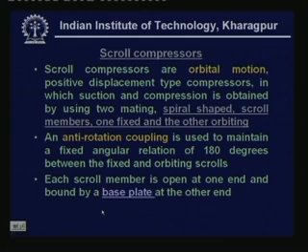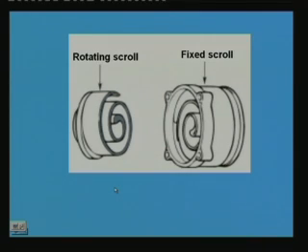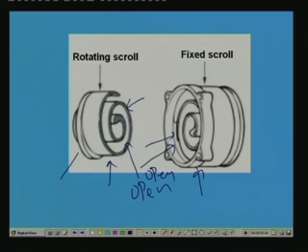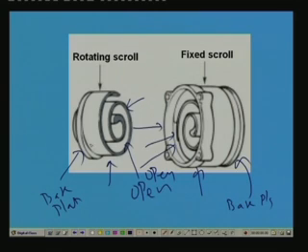And each scroll member is open at one end and bound by a base plate at the other end. So, let me show this. Okay, so this picture is not very clear, but what is shown here is the rotating scroll and this is the fixed scroll, and this is the scroll member. Okay, again this is the scroll member, and this is open on this side, this is the open end. Okay, and this is the base plate, and this side also you have a base plate. Okay, so basically when you assemble it, this goes and sits inside, and this will be orbiting in this direction.